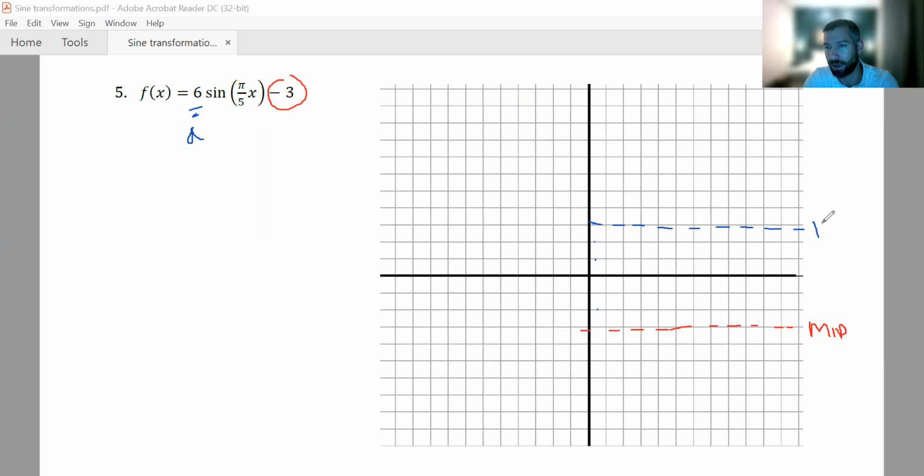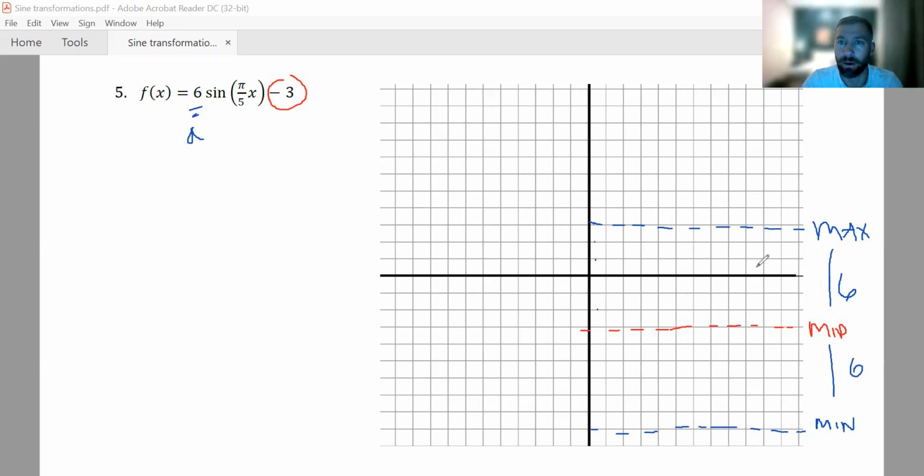So it looks like our max value is going to be at 3. And I got to go down 6. 1, 2, 3, 4, 5, 6. There's our minimum value. How did I get that? Again, from our amplitude, right? That's that distance of 6 from the middle to the top to the middle to the bottom.